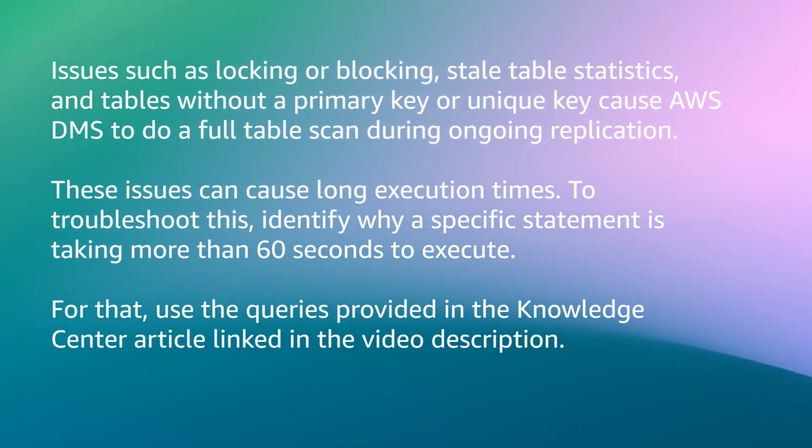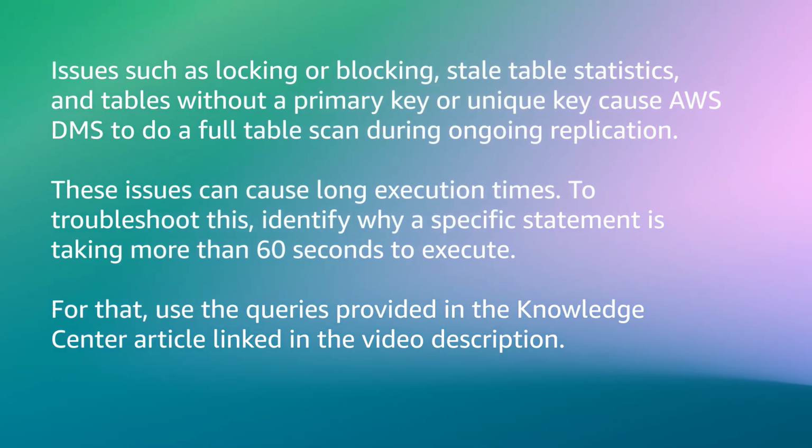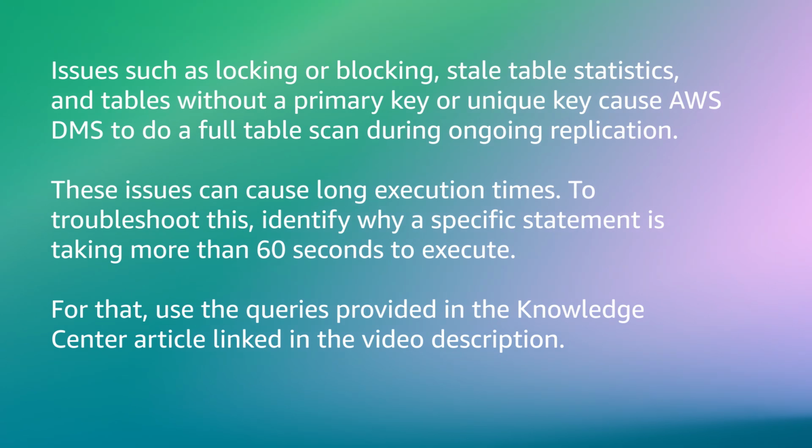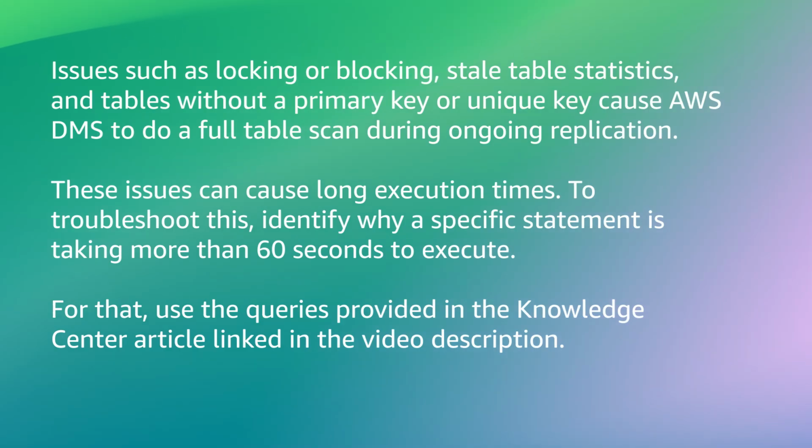Issues such as locking or blocking, stale table statistics, and tables without a primary key or unique key cause AWS DMS to do a full table scan during ongoing replication. These issues can cause long execution times. To troubleshoot this, identify why a specific statement is taking more than 60 seconds to execute. For that, use the queries provided in the Knowledge Center article linked in the video description.